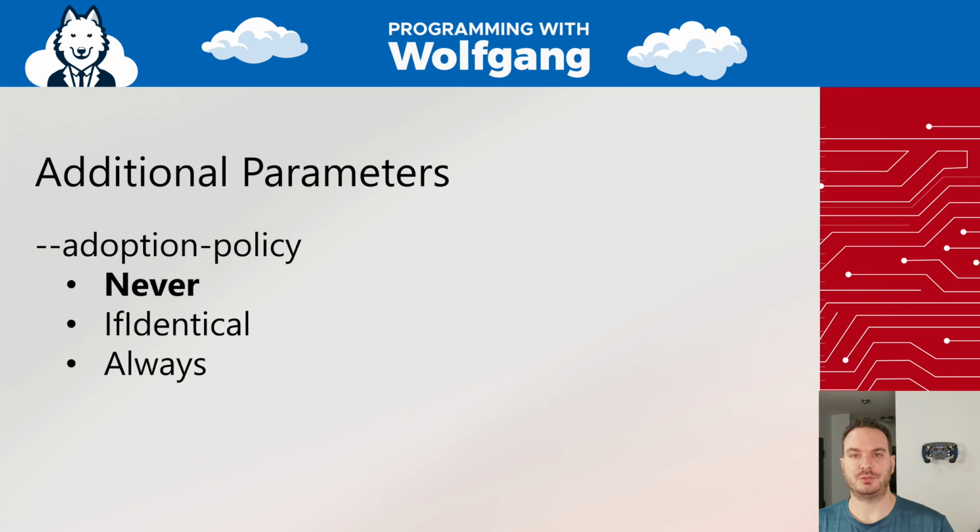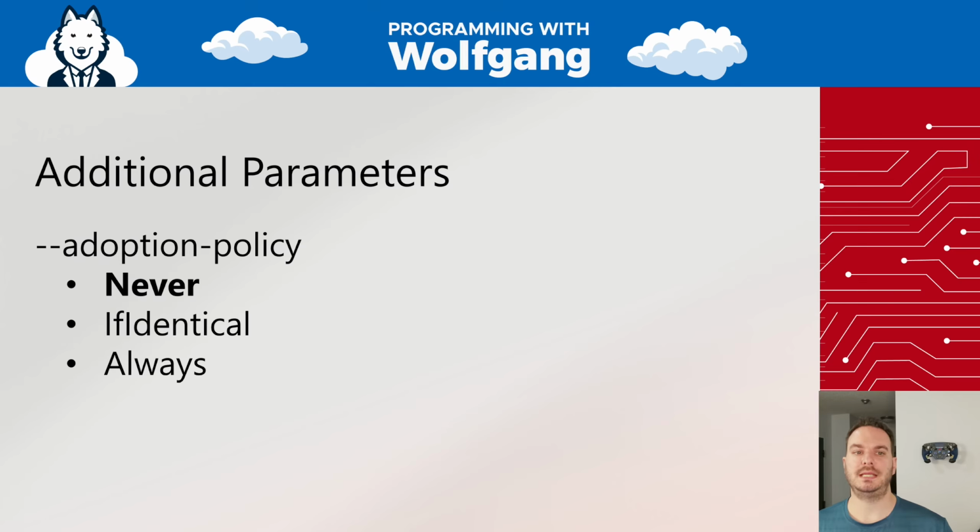Next up, we have the adoption policy. Here we have the values never, if identical, and always, whereas never is the default value. And this decides what happens if a namespace with this name already exists. This means a Kubernetes namespace and not a managed namespace. With never, if a namespace already exists and you try to create a managed namespace, then the deployment will fail.